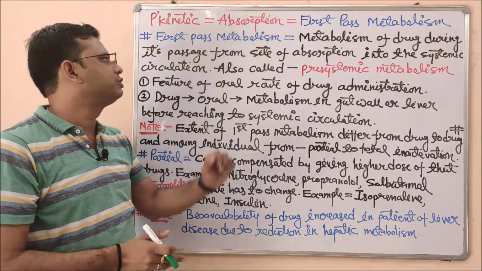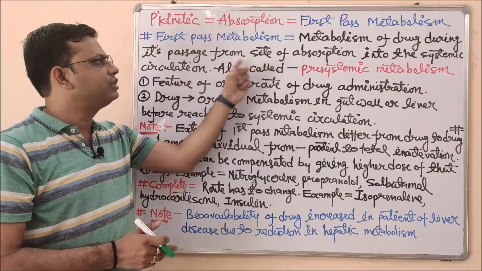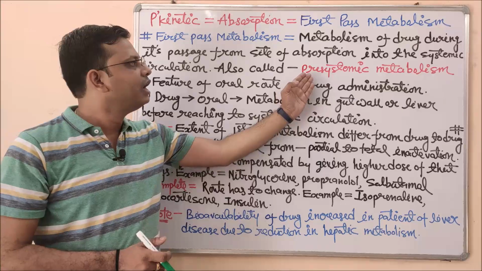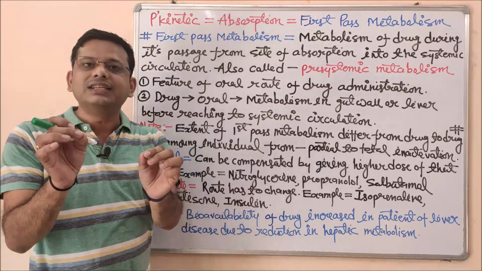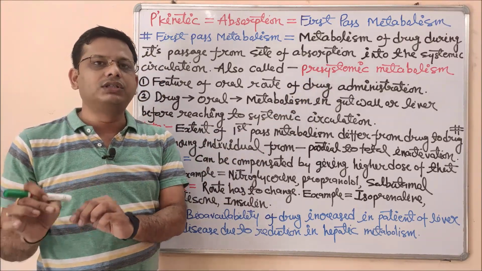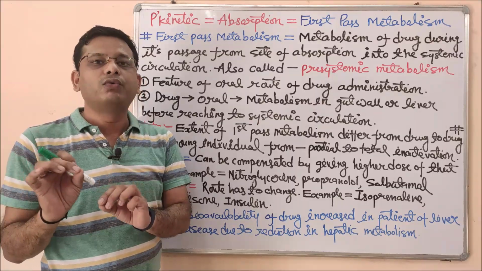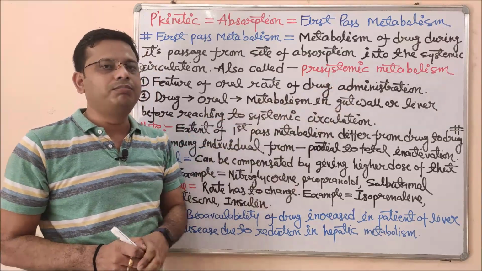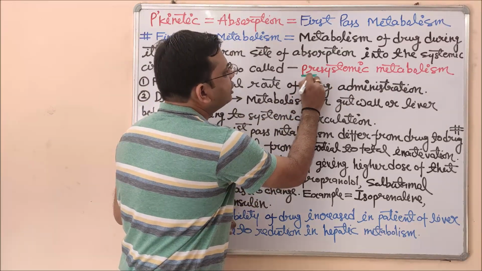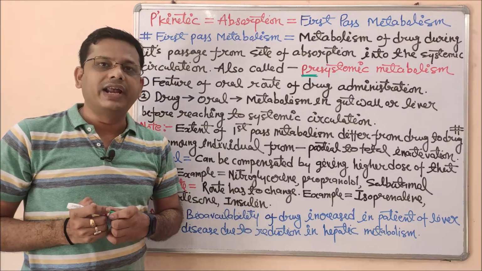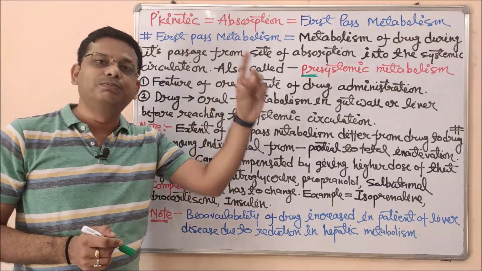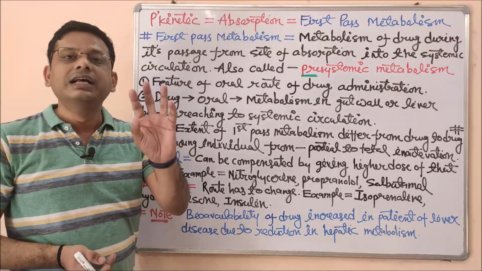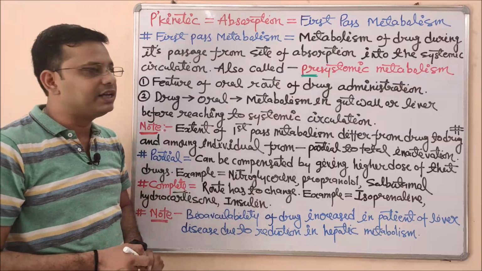So this is called first pass metabolism, before the systemic circulation. That is why it is also known as pre-systemic metabolism. This other term, pre-systemic metabolism, will clear your concept better than the term first pass metabolism. Pre-systemic metabolism means metabolism which takes place before the systemic availability of any drug. The metabolism takes place before the drug moves towards the circulation. So this is first pass metabolism.